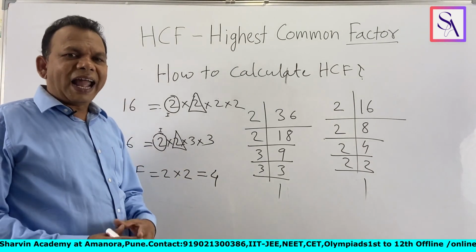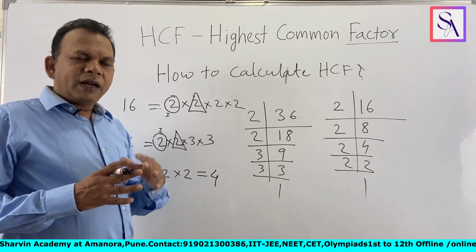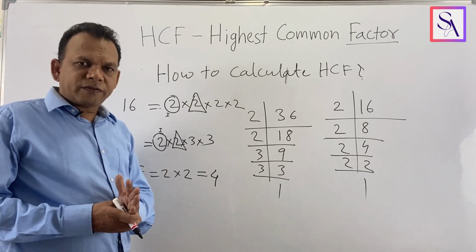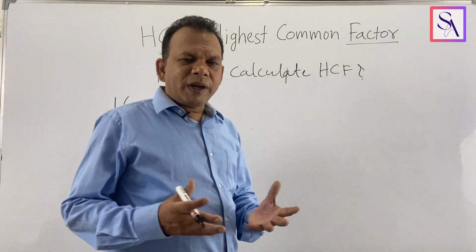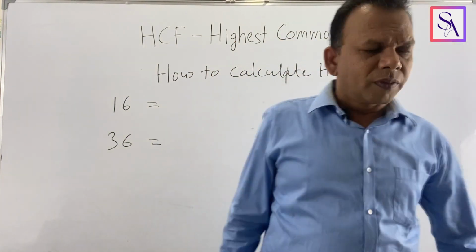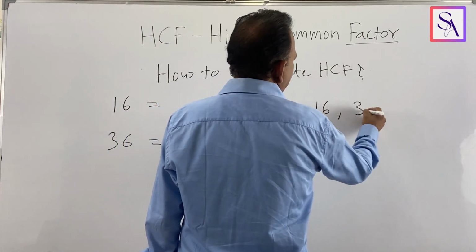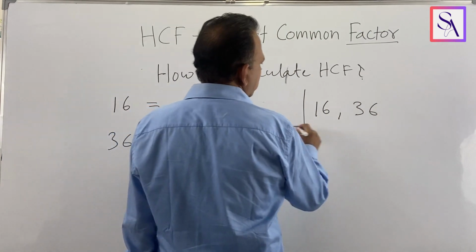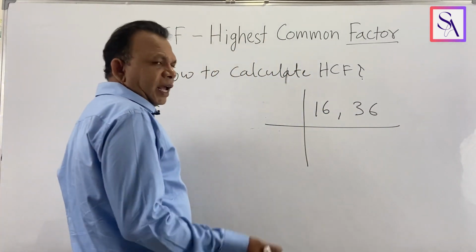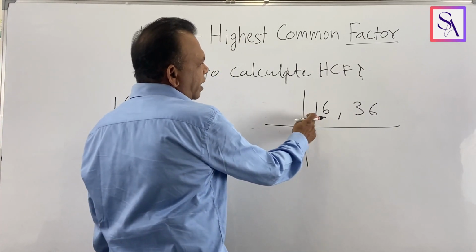This is how HCF is calculated. This is the very basic method. Now we will learn the advanced method to calculate HCF. The advanced method to calculate HCF of 16 and 36 is very simple. So what you have to do? You have to write 16 like this and 36 like this, and then you have to mark two lines like this. Then again you have to find a common number which will divide both the numbers.